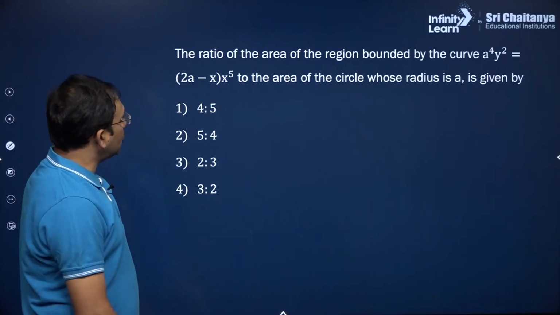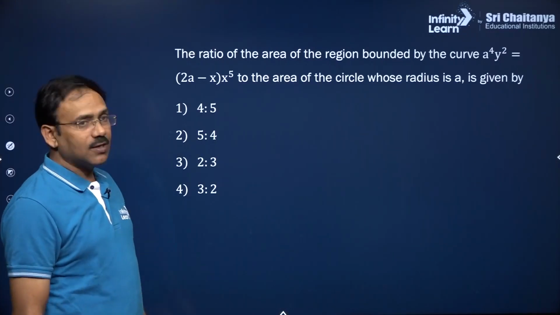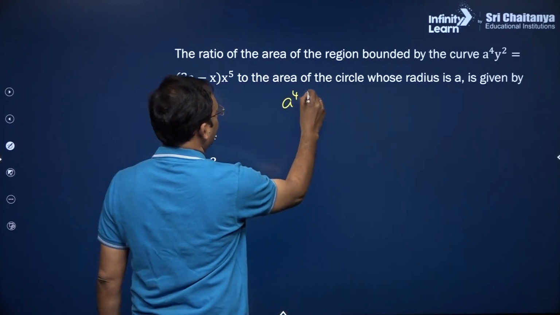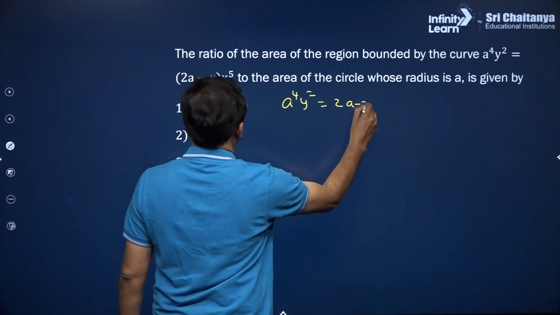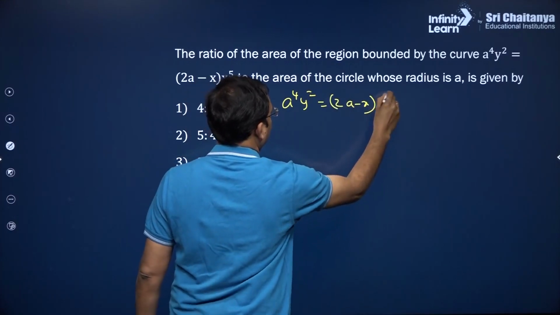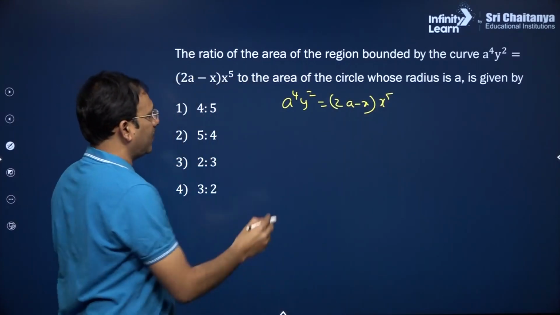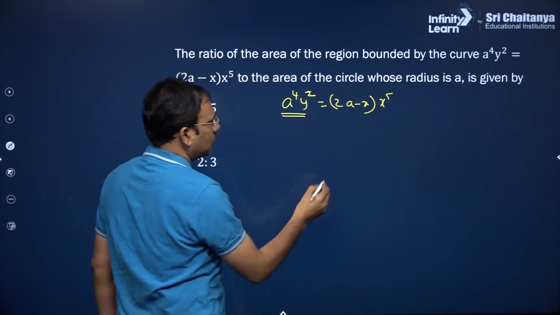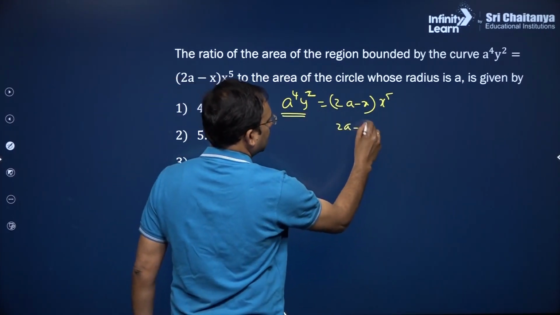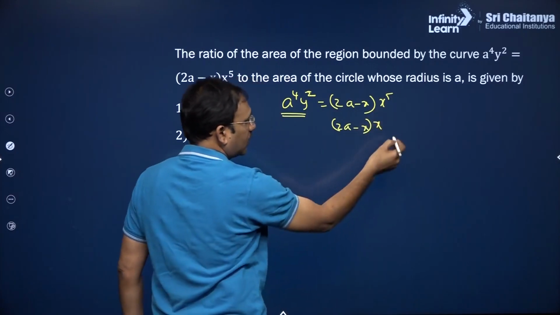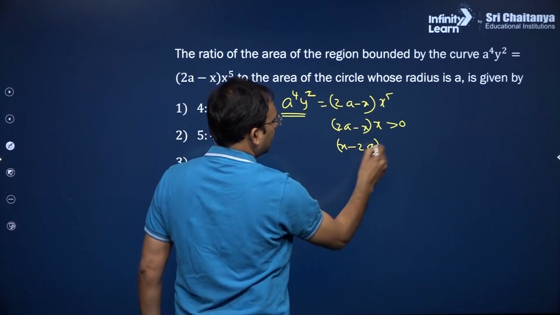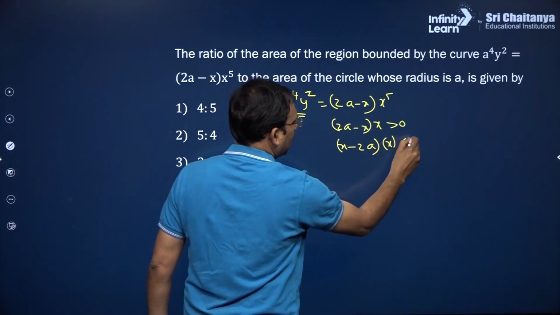Next, the ratio of area of the region bounded by the curve. You see this curve, my dear friends, a power 4 y square is equal to 2a minus x into x power 5. To draw its graph roughly, my dear friends, so this is positive, so this must be positive. So friends, 2a minus x into x power 4 anyhow positive, this must be positive. So that is x minus 2a into x must be negative.